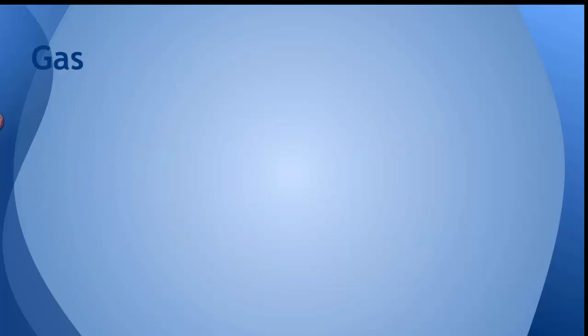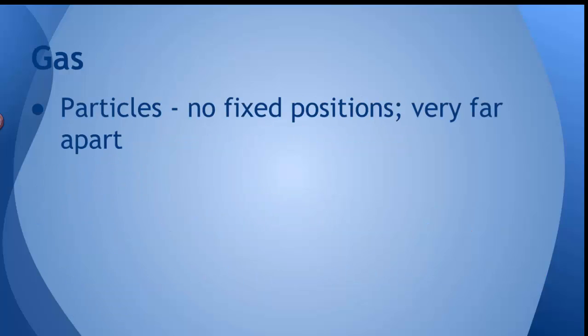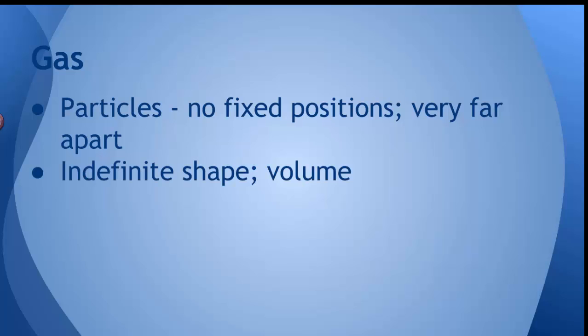For a gas, now we have particles that have no fixed positions. They can move wherever, and they're very far apart. They're not touching each other. The reason that they're doing this is because of a tremendous amount of kinetic energy. Well, that means that they don't have a definite shape, for sure, but they also don't have a definite volume. That means gases not only take the shape of the container they're in, but they also take up the entire space you put them in because of how these particles are moving. They're very, very fast motions.